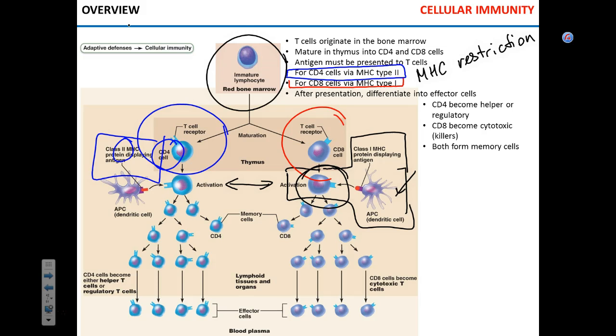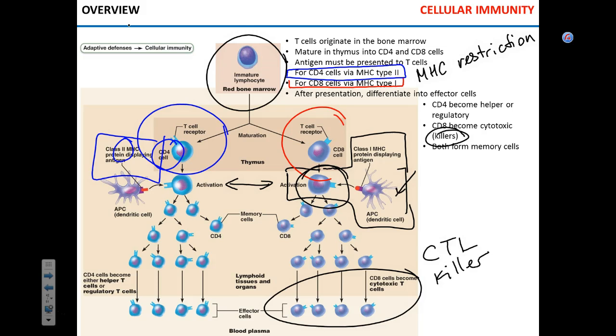So, I used several times the word they kill it. It turns out that CD8 cells, when they differentiate, they become cytotoxic T lymphocytes or CTL or killer cells. Sometimes they're simply called T killers. Now what about CD4?